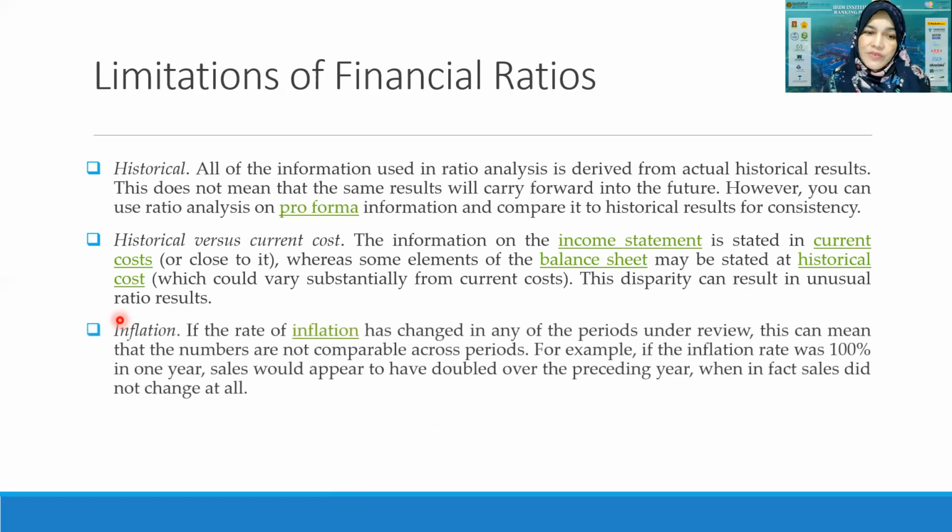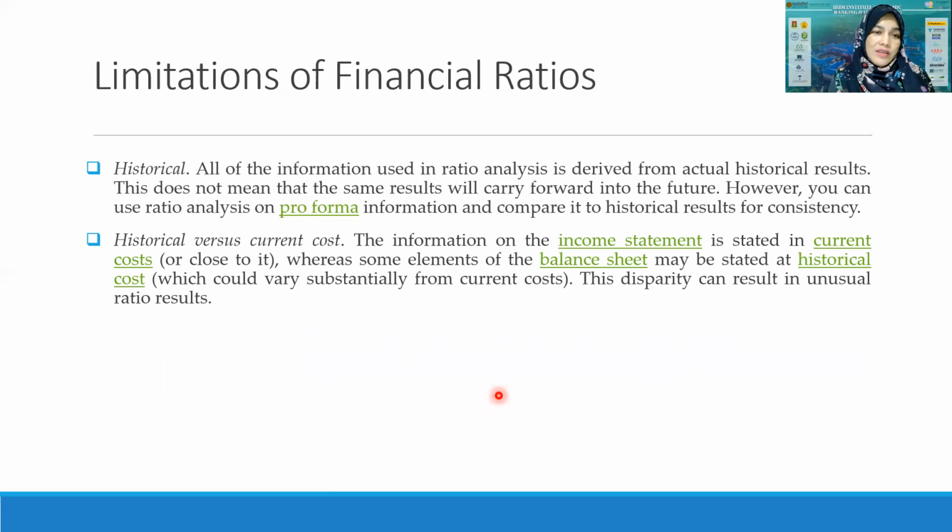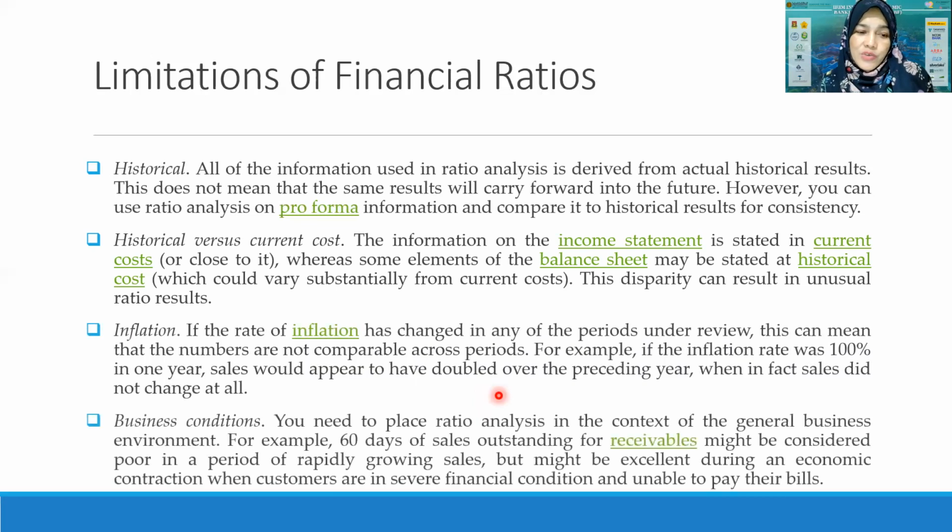And then one more is inflation. Inflation is the rate of price increase or decrease in a country. If the rate of inflation has changed in any of the periods under review, this can mean that the numbers are not comparable across periods. For example, if the inflation rate was 100% one year, sales would appear to have doubled over the preceding year. So you have to be careful with the ratio as well.